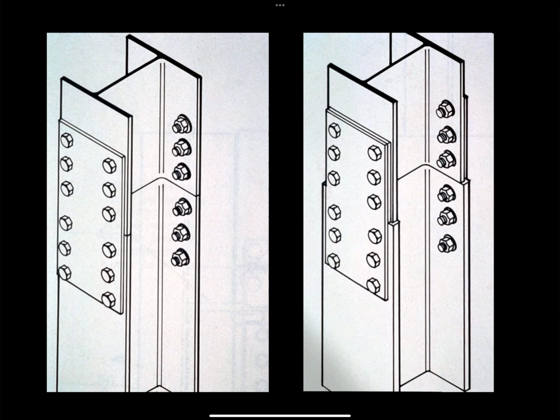There are several different ways of doing column splices. The image on the left, if both of your steel sections are the same size and weight, then you can simply bolt a splicing plate on the outside. The image on the right, if you're changing from a heavier section to a lighter section, then you will need a shim plus the plate. The shim fills the gap between the lighter duty section, and this all gets bolted together.